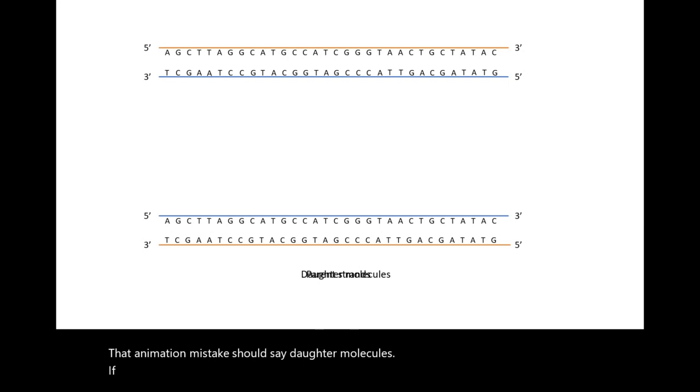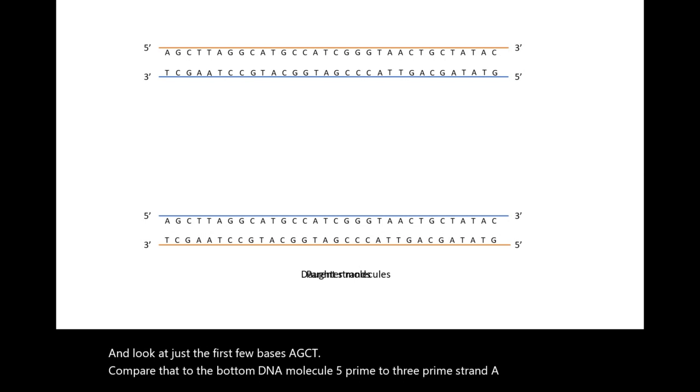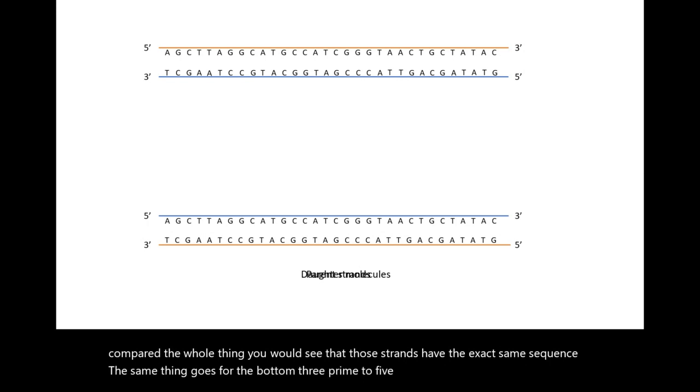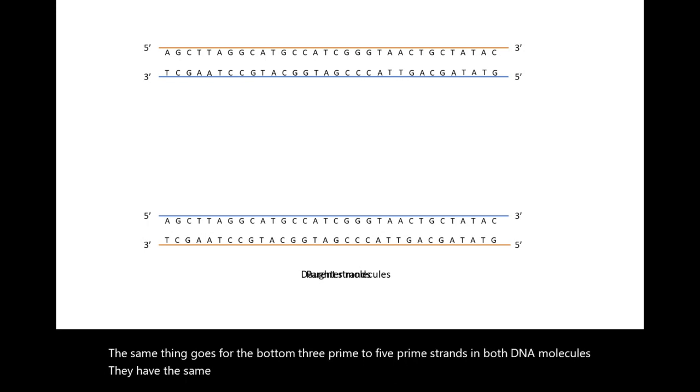Now, if you compare these two daughter molecules, look at the orange 5' to 3' strand and just the first few bases, A, G, C, T. We'll compare that to the bottom DNA molecule, 5' to 3' strand, A, G, C, T. If you compared the whole thing, you would see that those strands have the exact same sequence. The same thing goes for the bottom 3' to 5' strands. In both DNA molecules, they have the same directionality and the same sequence. So these two DNA molecules are identical.